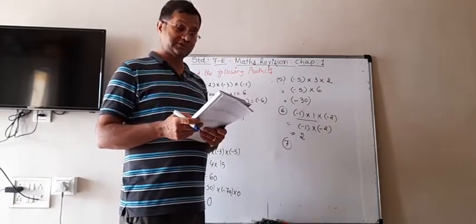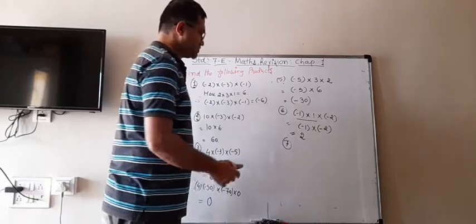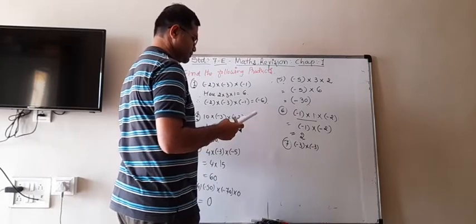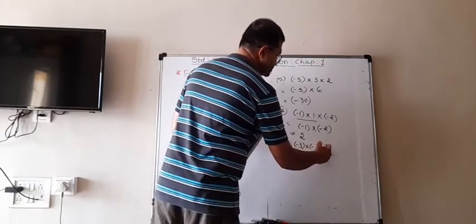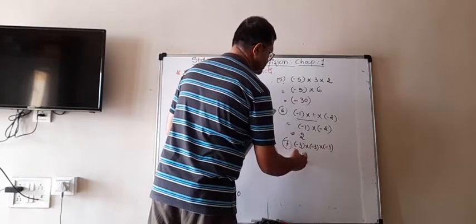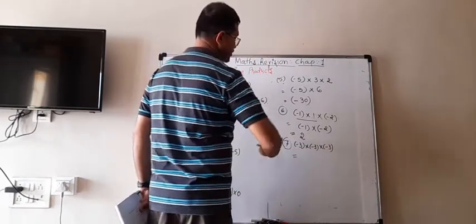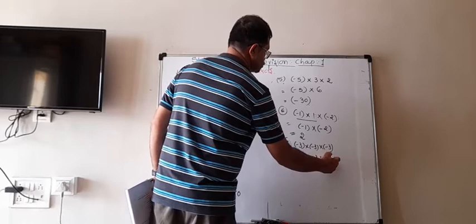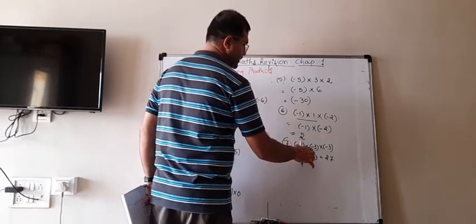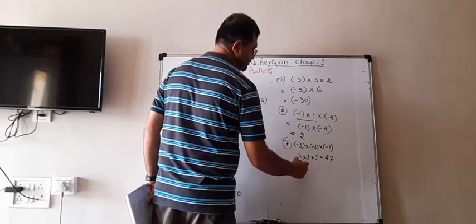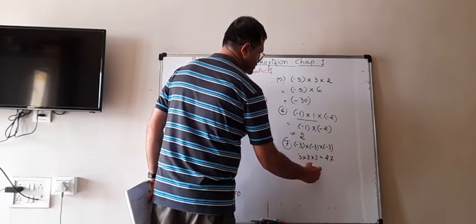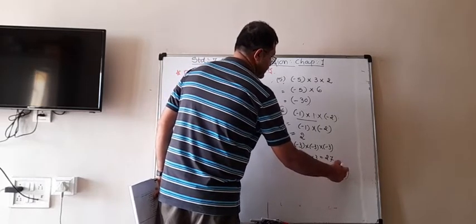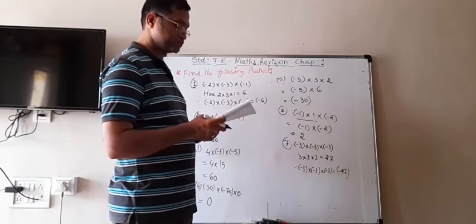Then the seventh number, minus 3 multiplied by minus 3 multiplied by minus 3. So now here also you can directly multiply: 3 multiplied by 3 multiplied by 3 is 27. But the number of negative integers is 3. So the answer will be negative. Therefore minus 3 multiplied by minus 3 multiplied by minus 3 is equal to minus 27.